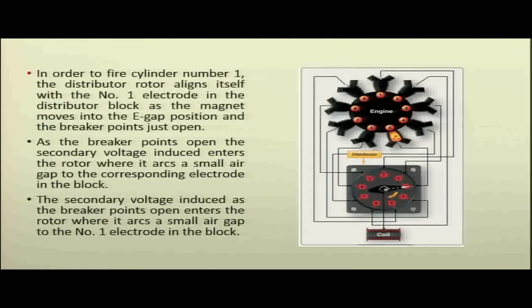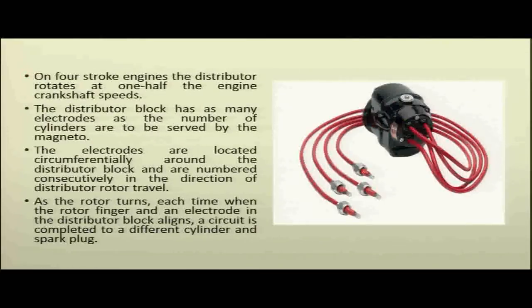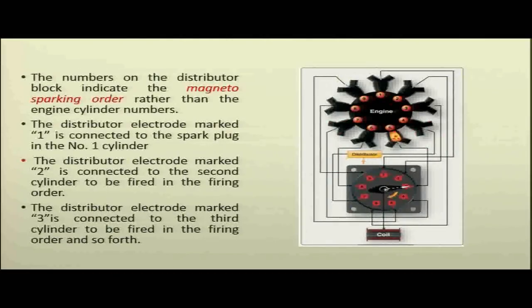As the rotor turns, each time the rotor finger and an electrode in the distributor block align, a circuit is completed to a different cylinder and spark plug. The numbers on the distributor block indicate the magneto sparking order rather than the engine cylinder numbers. So the numbers mentioned on the distributor block are not the cylinder numbers, they are the magneto sparking order.